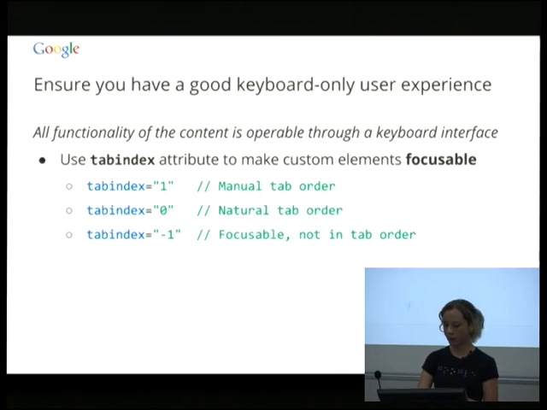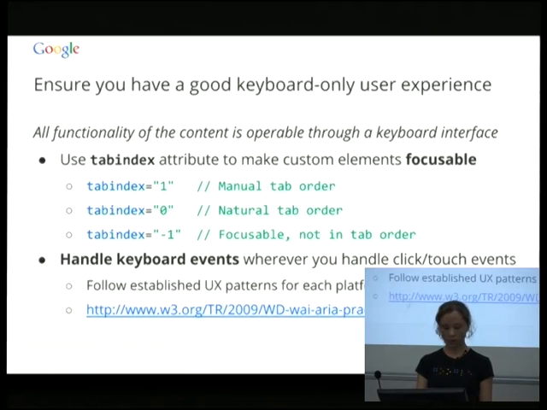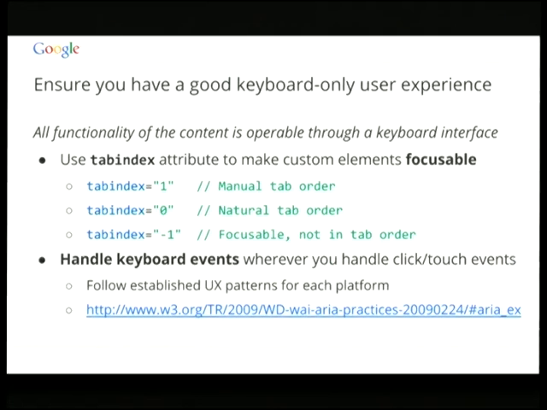Tabindex -1 means that it can take keyboard focus, but you'll have to focus it programmatically. So that's not going to be in the tab order. You can't get to it using the tab key. So this is for things like menu elements, where you want to be able to access it possibly using a keyboard shortcut, but not want to be able to tab to it, like we were on the demo site that I showed.